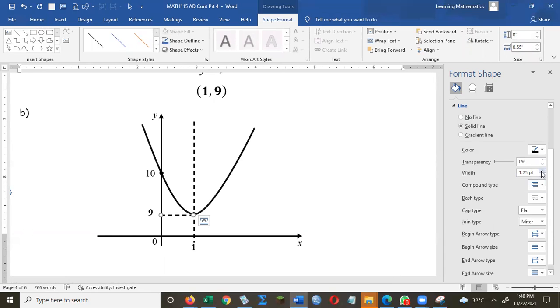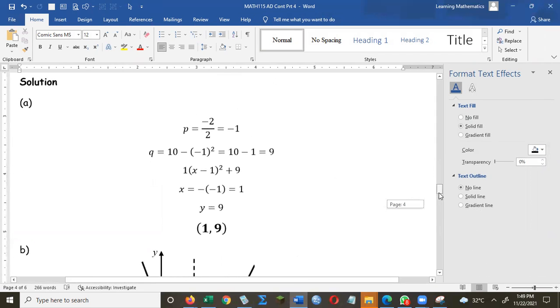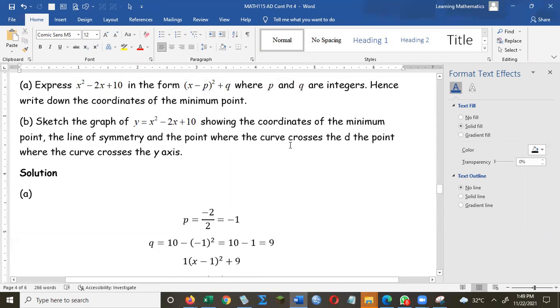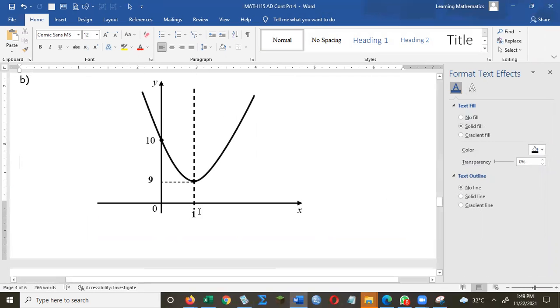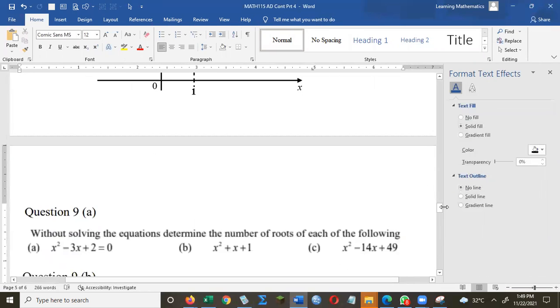Okay. Let me just write. So this would be a sketch of the quadratic curve. Sketch the graph of x squared minus 2x plus 10, showing the coordinates of the minimum point. Here it is: 1,9, positive, positive, the coordinates of the minimum point. What else?